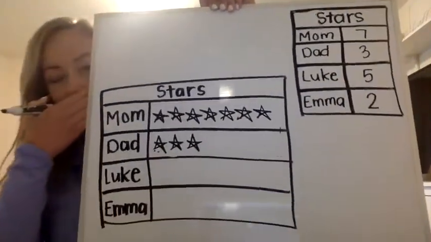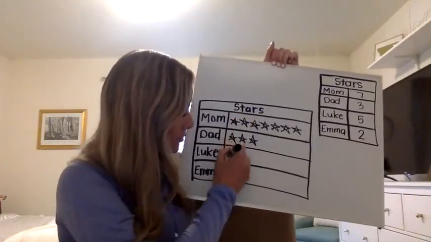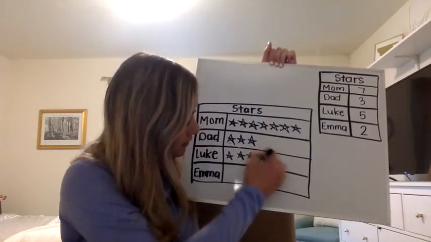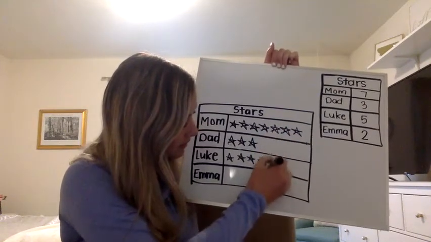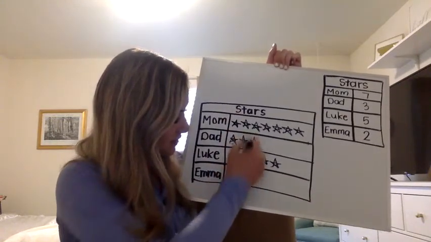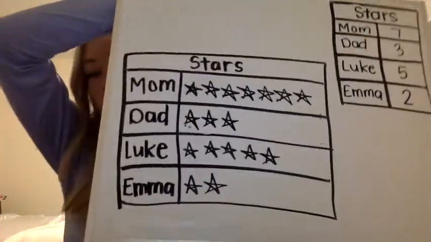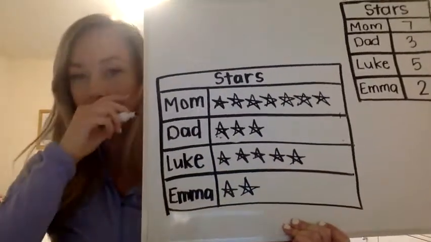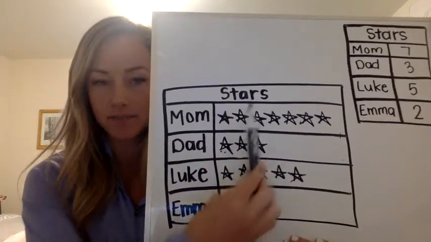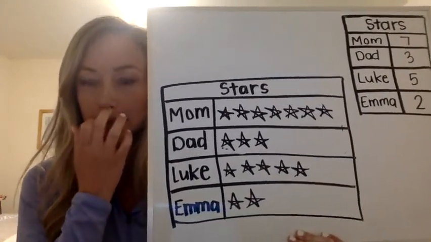Okay? Now we need to do the rest. So Luke saw 5. Just like how Dad's had to line up, Luke's have to line up. So 1, 2, 3, 4, I'm just making sure they line up, 5. And then Emma only saw 2. So we're going to line up those ones. 1, 2. Okay? And now we have our picture graph. The picture has to do with what they saw, and they're all lined up, right? The first star for each of them is all lined up. The second star is lined up. Third, fourth, fifth.